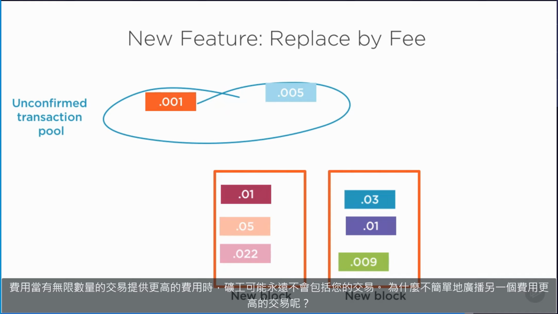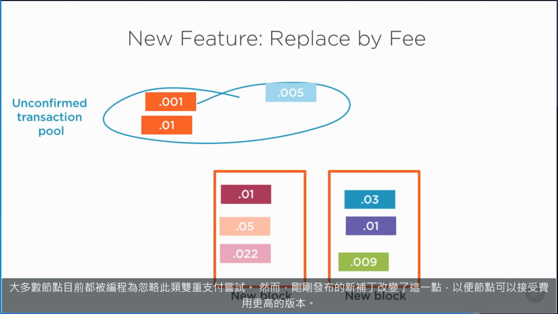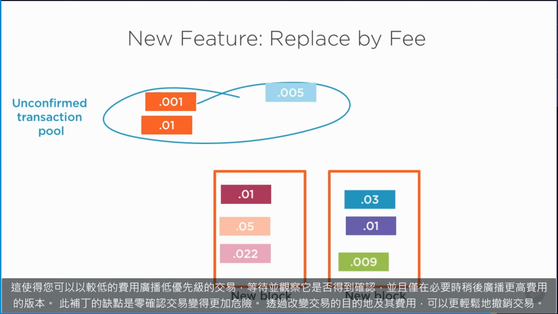Why not simply broadcast another transaction with a higher fee? Most nodes are programmed currently to ignore such double spend attempts. However, a new patch just released changes this so that nodes will accept the higher fee version. This allows you to broadcast a low priority transaction with a low fee, wait and see if it gets confirmed, and only if necessary, broadcast a higher fee version later.